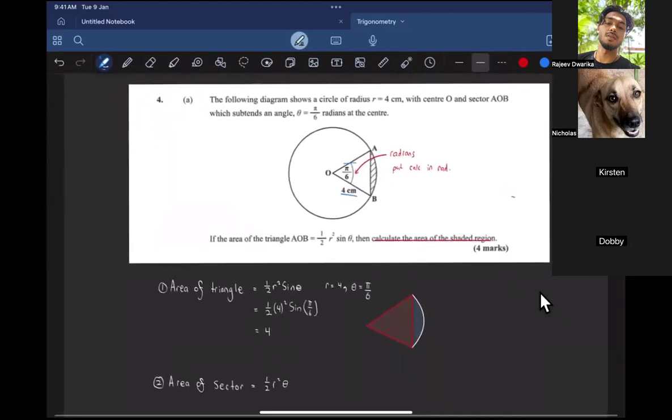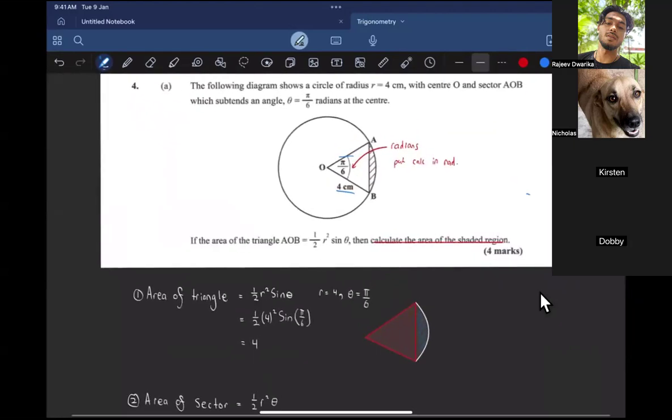Now, what should the units for that be? We're dealing with area and we're dealing with centimeters. What should the units for the area of the triangle be?